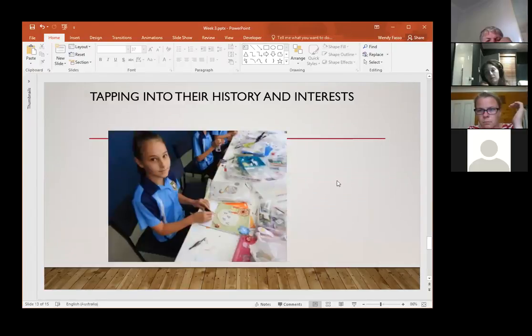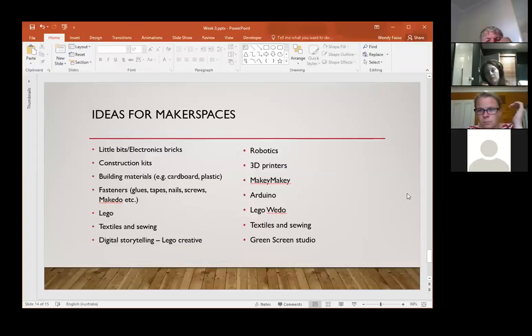Here's another one, just started Year 7 at high school, and she's doing a paper circuit, but you can see the messiness of a makerspace. And here are some ideas for makerspaces. So I'm not necessarily saying that makerspaces are everything that you'll do in your technologies classroom. I am suggesting that a makerspace is a wonderful way of teaching your technologies curriculum.